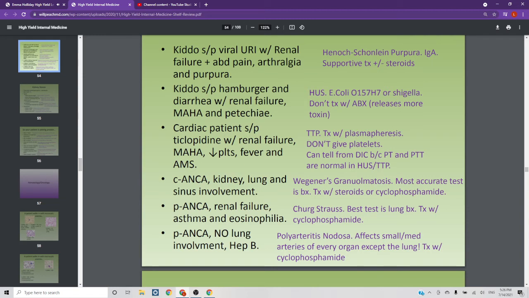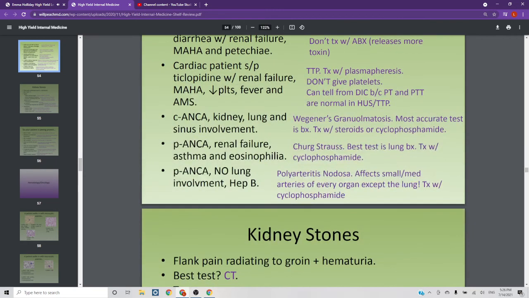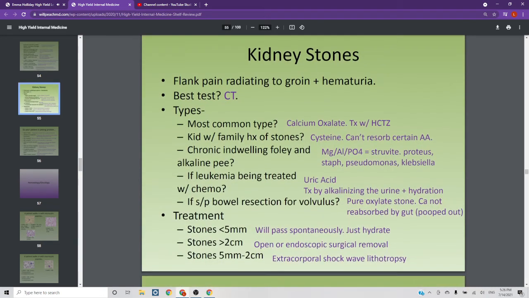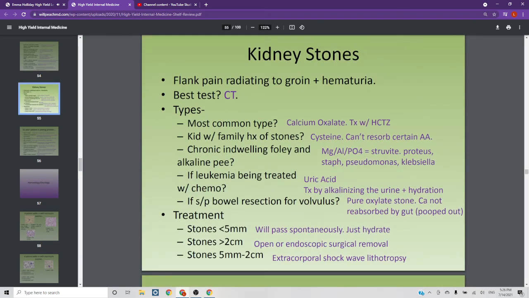So Proteus, Pseudomonas, Klebsiella, or staph. If a kiddo with leukemia is being treated with chemo and then they develop stones. Uric acid stones, good. And if after a bowel resection for volvulus, you're at risk for pure oxalate stones. And that's because if you have a large segment of bowel that's resected, you can't adequately reabsorb the calcium. So the oxalate that's left behind precipitates out and makes a pure oxalate stone.